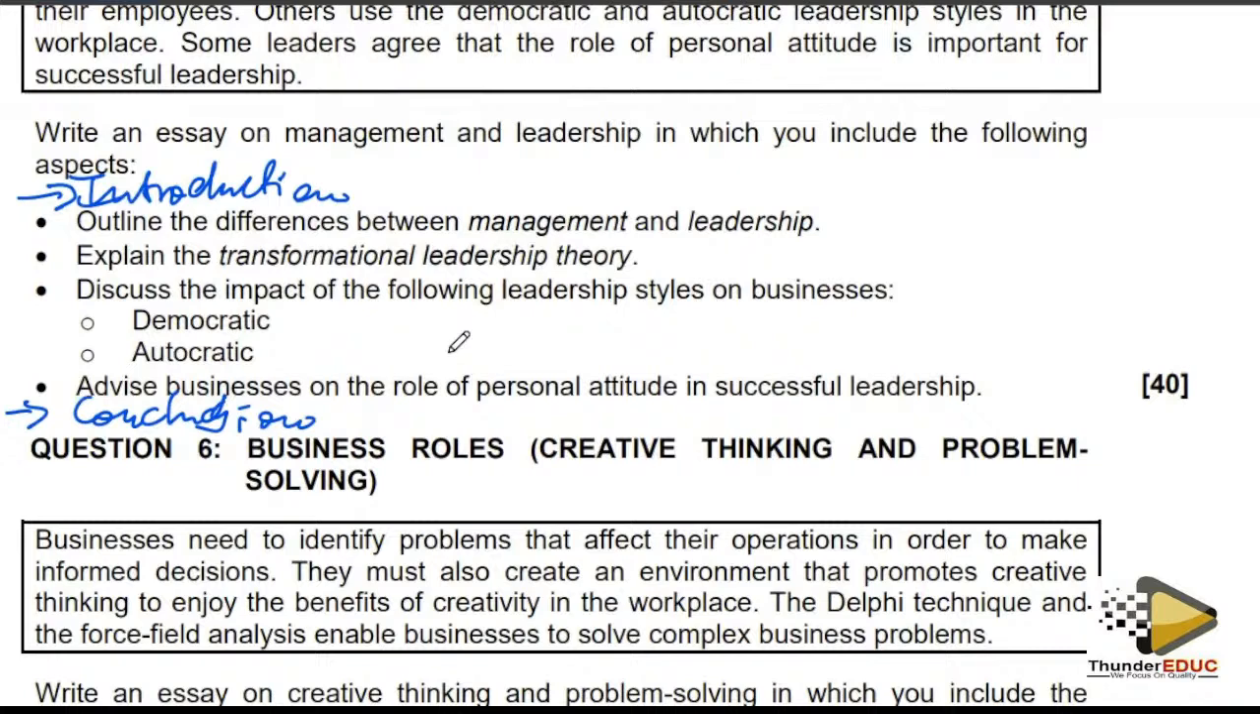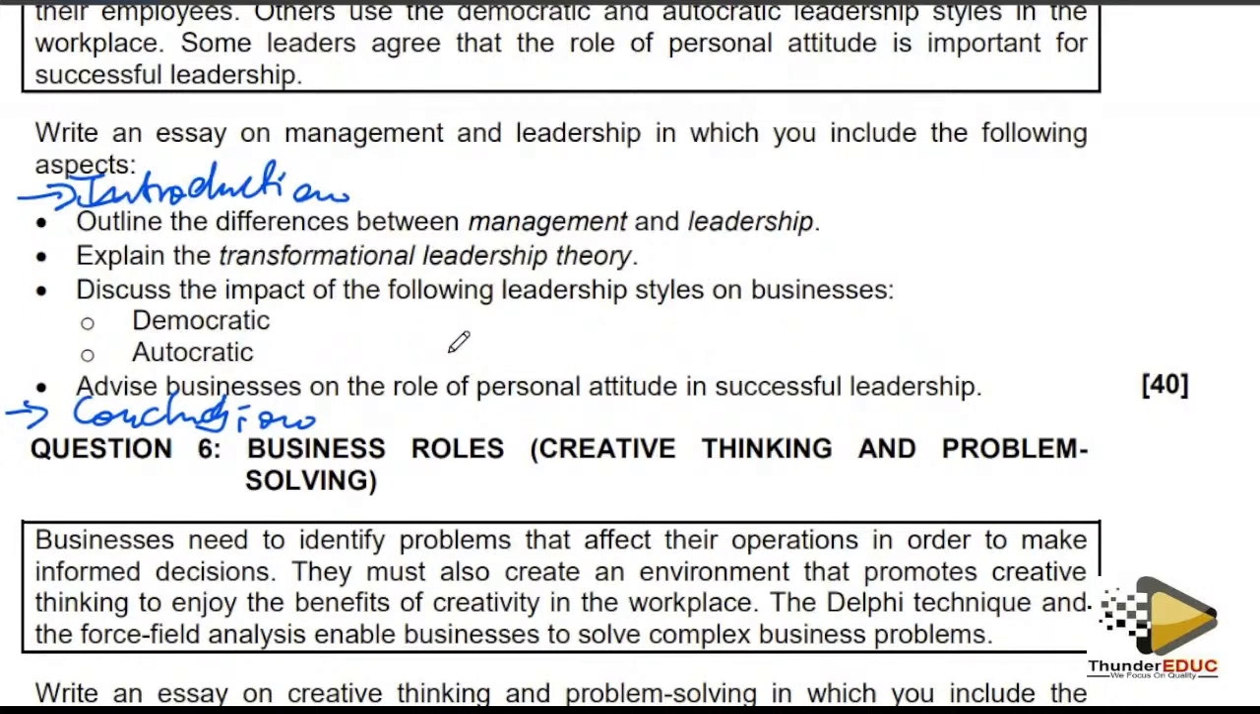So now let's check our autocratic leadership style, the positive one. Work gets done in time or on schedule, and also targets can clearly be specified. As well, there is direct supervision that ensures high quality products or sales.